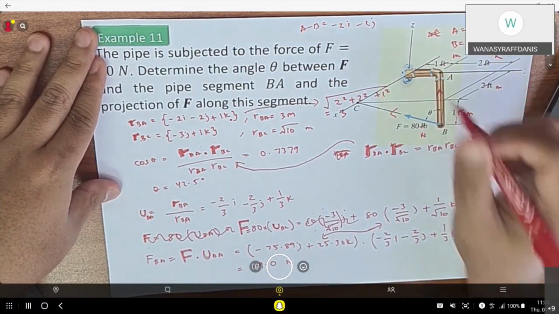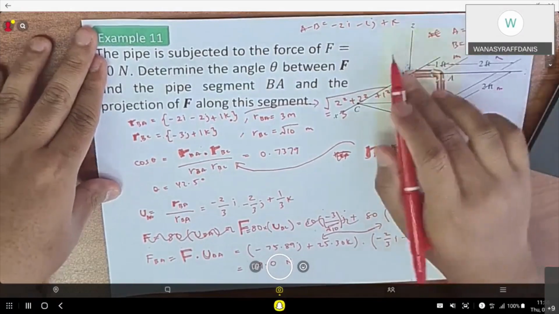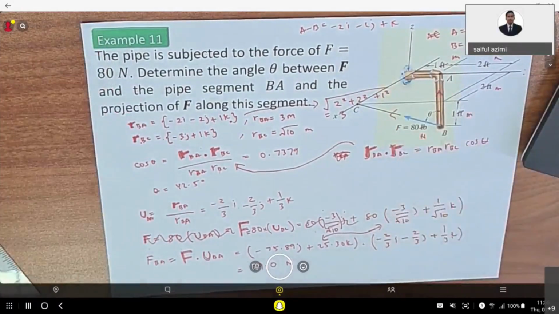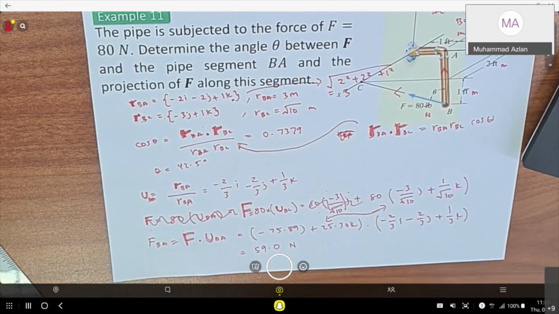Positive 1. Yes, plus K. So this is how. Yang kita kena tengok elok-elok sikit tu. Kalau salah tu bye-bye lah.